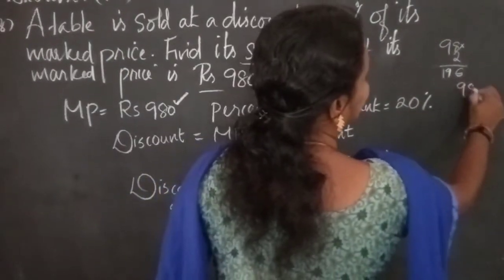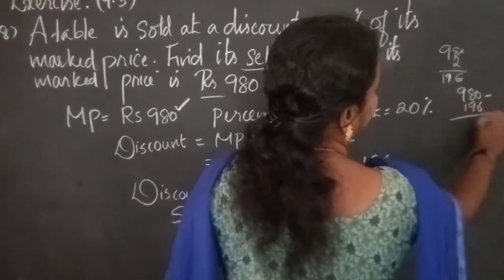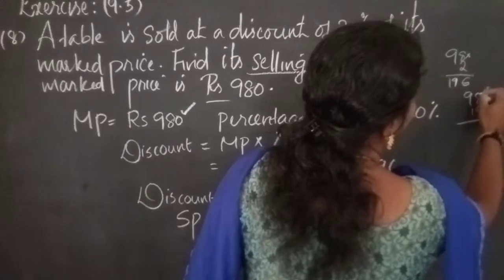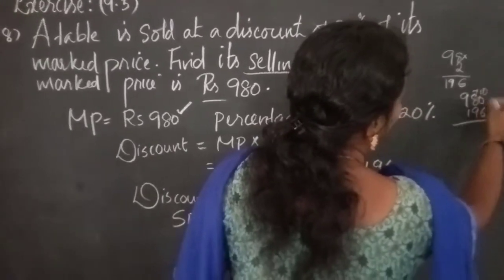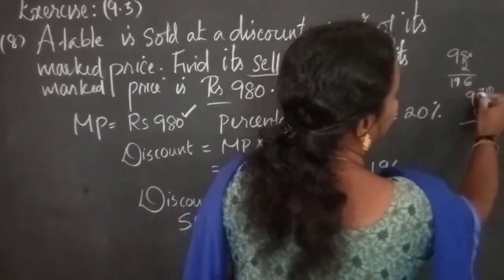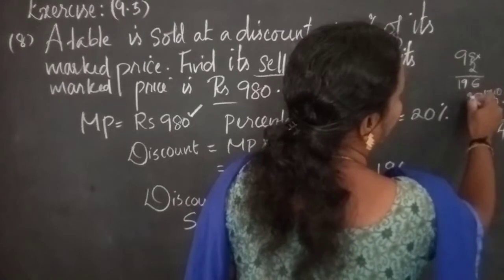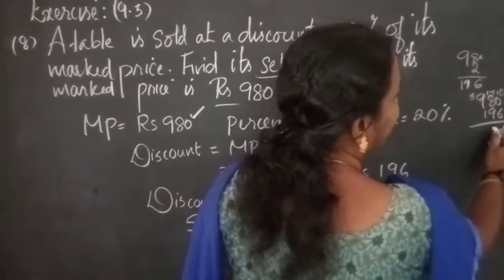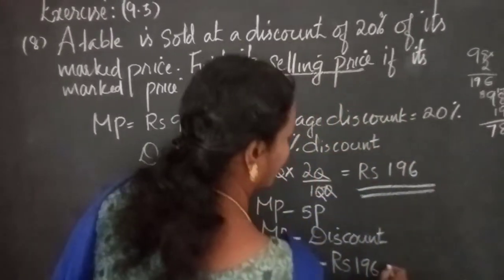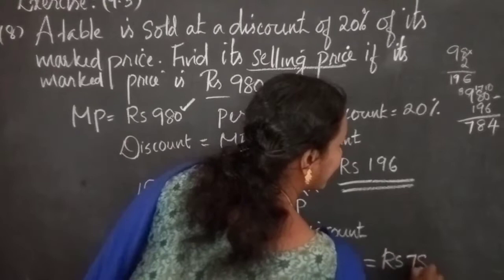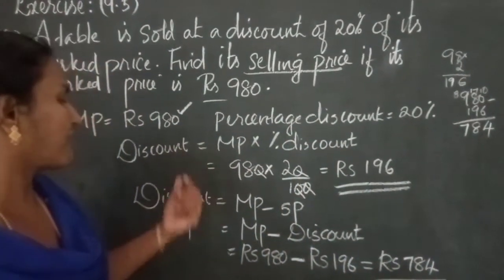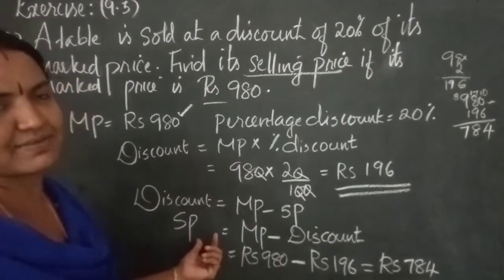So subtracting 196 from 980. Here 0 minus 6 is not possible, so you take 10 here. Here 7, 1 plus 7. So 10 minus 6, 4. Here 7 minus 1 is not possible, so you take 1 here. So 17, here 1 plus 8. So 17 minus 9, 8. Then 8 minus 1, 7. So the answer is rupees 784. First you have to find discount. After that you have to find selling price.